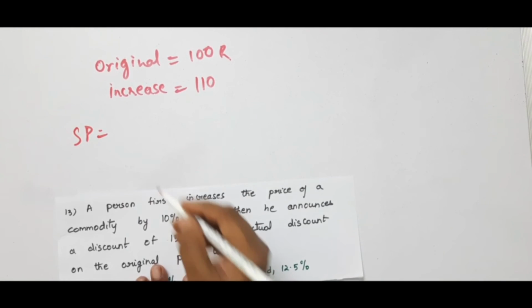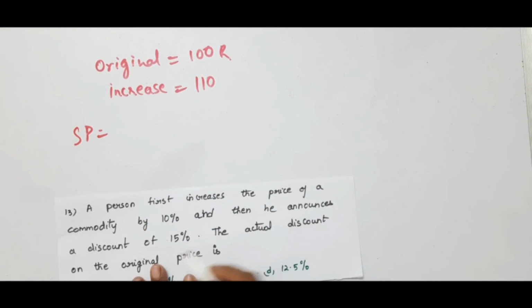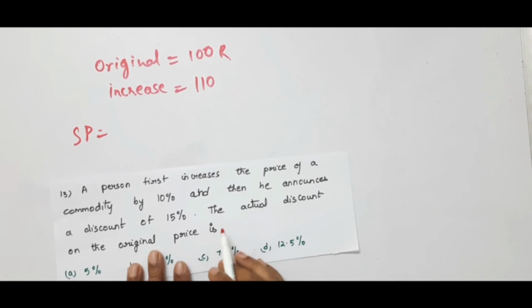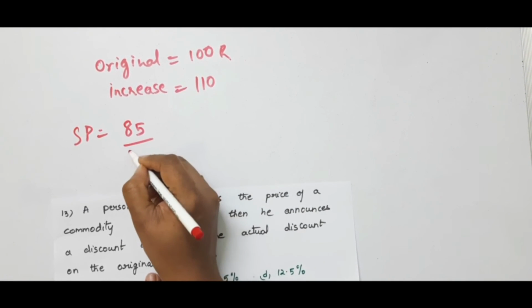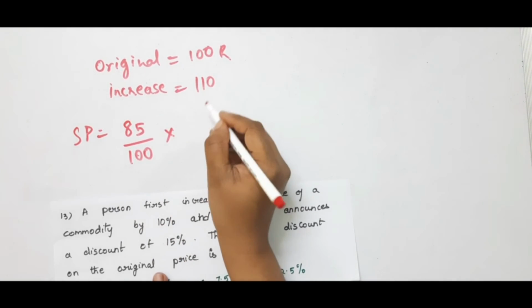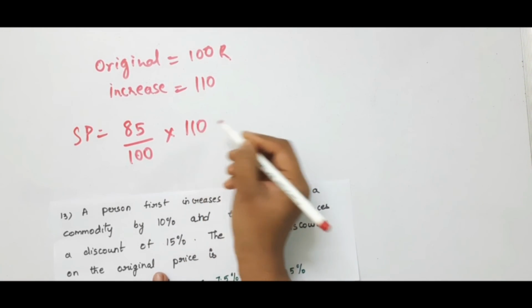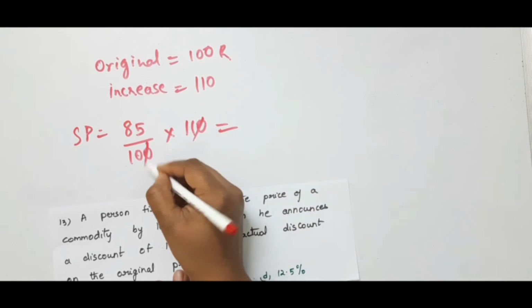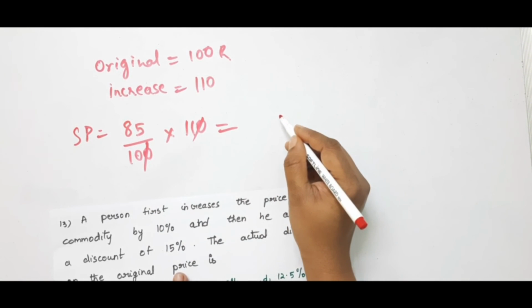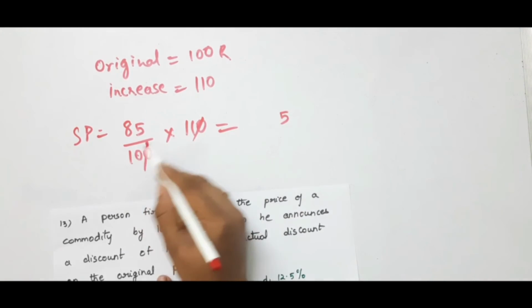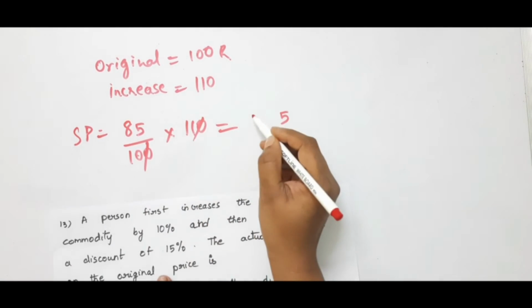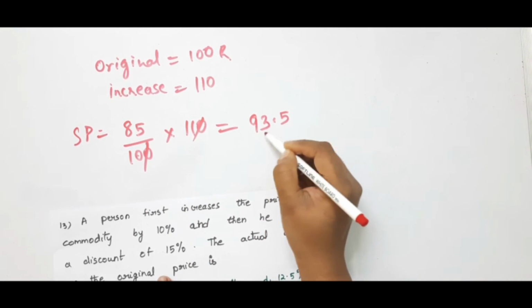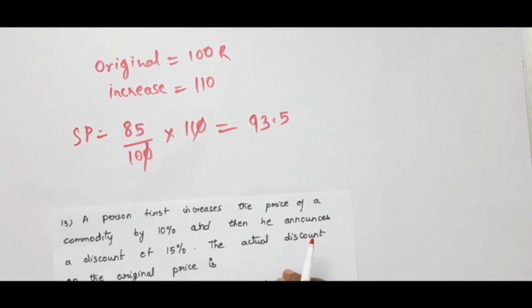It is 15%. 100 minus 15, he gave the discount as 15%, is it not? So 100 minus 15 is nothing but 85 by 100 into the market price, which is 110. So 0 0 cancels. This becomes 11 into 85, which is 935, by 10. So this is 93.5. We got the selling price as 93.5.